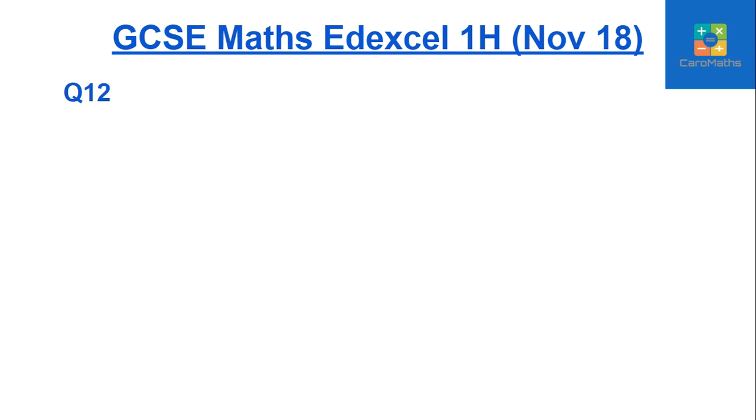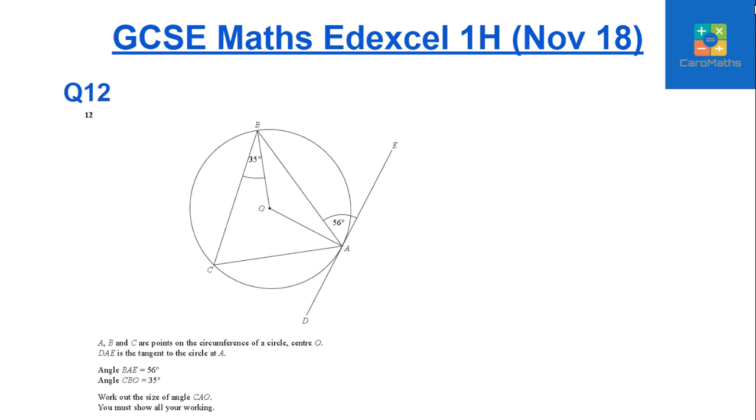Question 12. A, B, and C are points on the circumference of a circle center O. DAE is the tangent to the circle at A. Angle BAE is 56 degrees. Angle CBO is 35 degrees. Work out the size of the angle CAO. You must show all your workings.